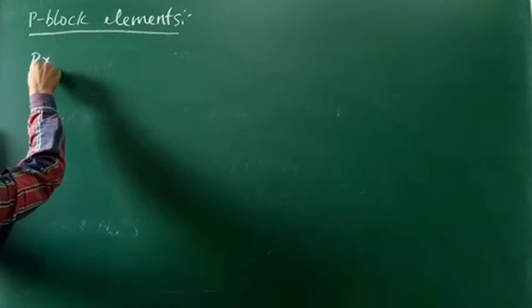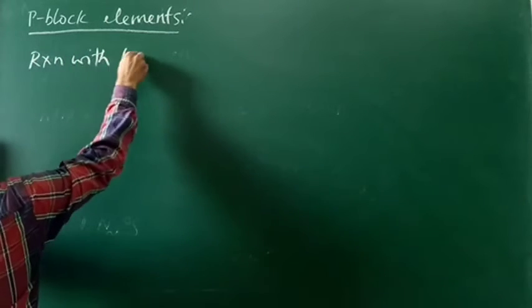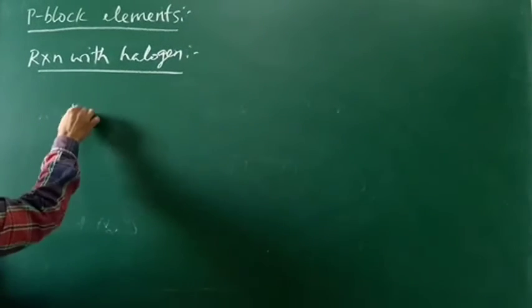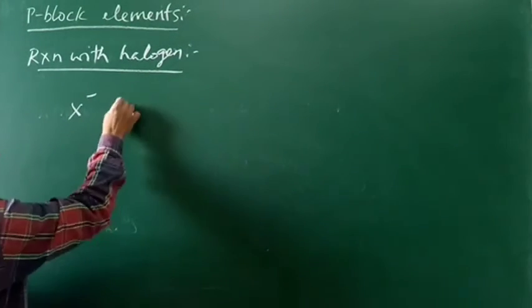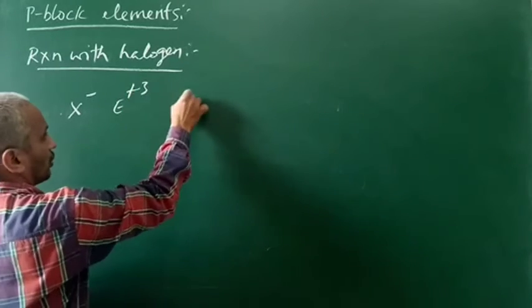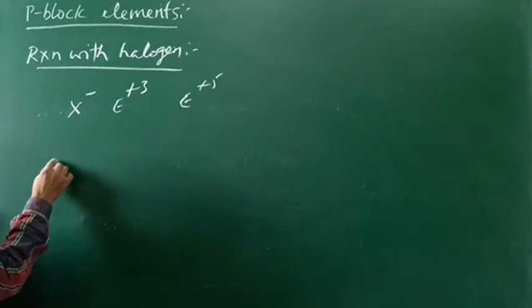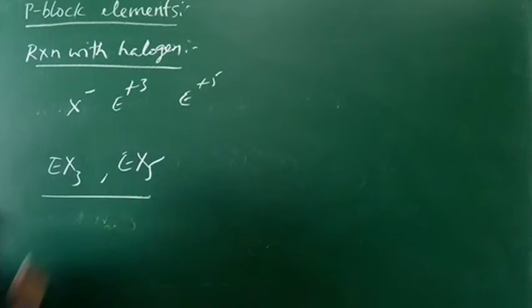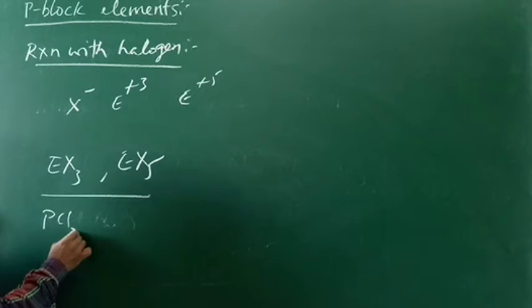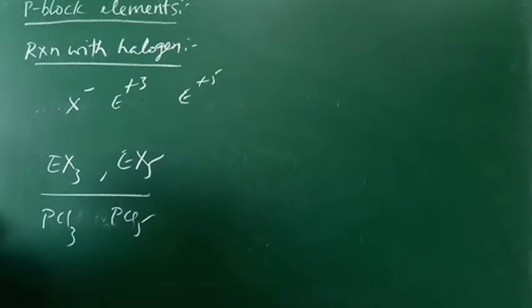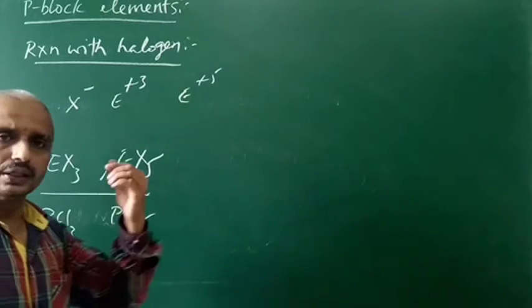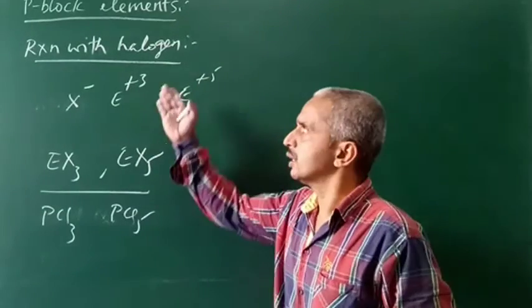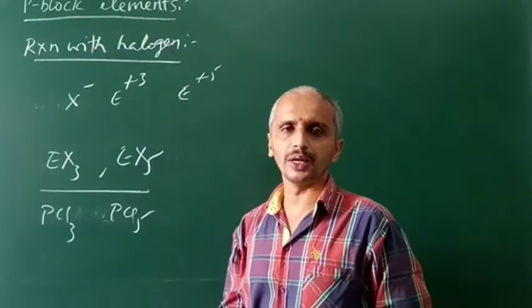Reaction with halogens. Again, see here, X is -1, and if E is +3 or +5, I will get EX3 and EX5, like PCl3 and PCl5. Usually EX3 and EX5 compounds will be formed when halogens react with the 15 group elements.